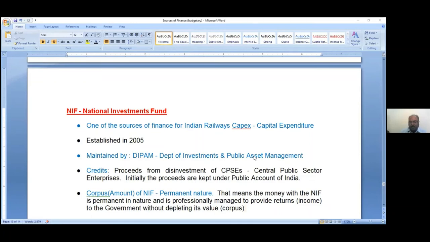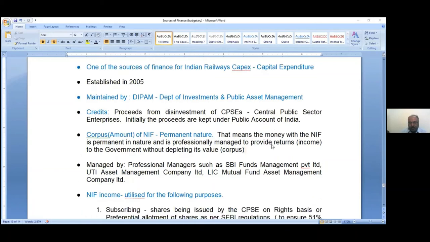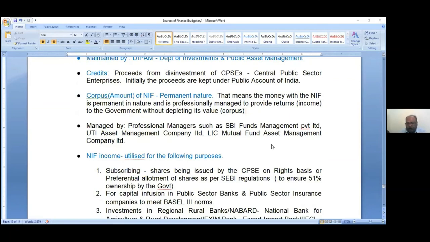So that means the money with the National Investment Fund is permanent in nature and is professionally managed to provide returns, that is income to the government, without depleting its value. That is called corpus. So the original amount is always a standard one. It is managed by professional managers such as SBI Fund Management Private Limited, UTI Asset Management Limited, and LIC Mutual Fund Asset Management.